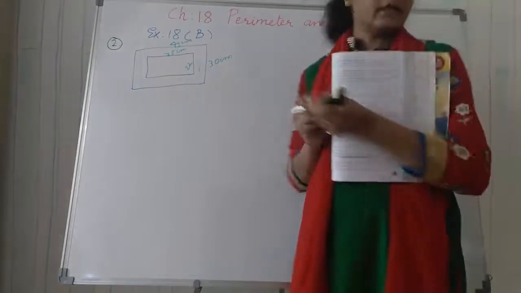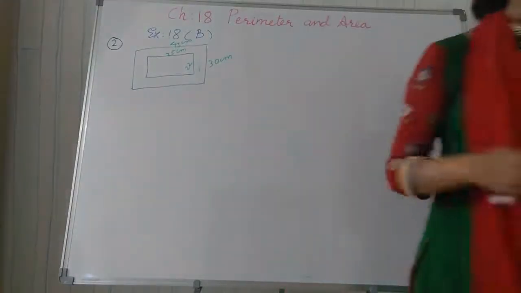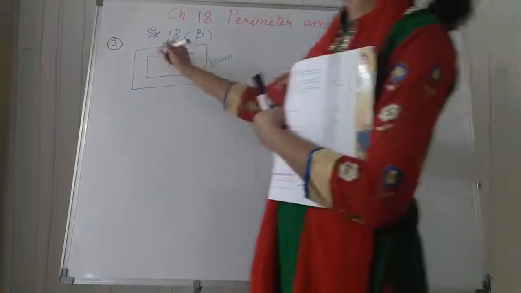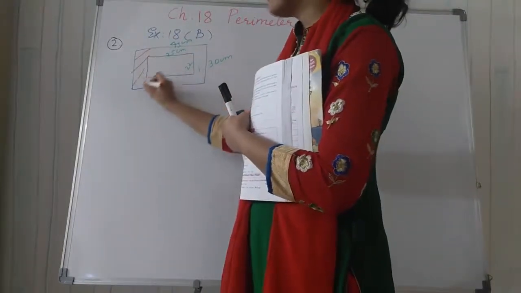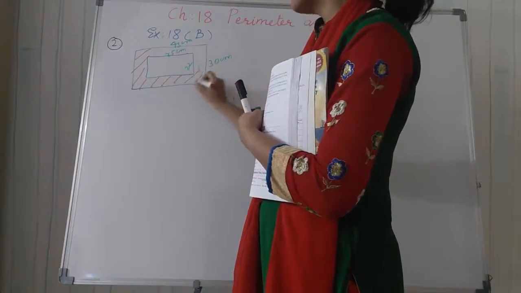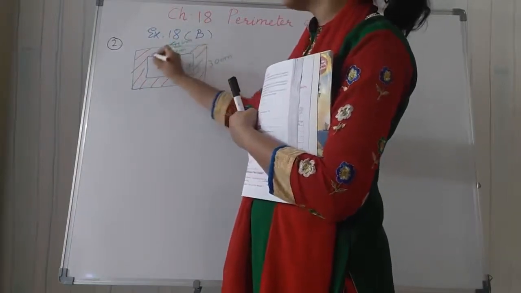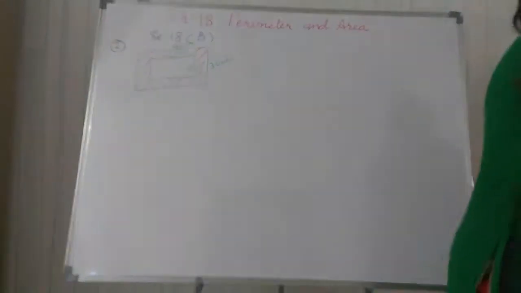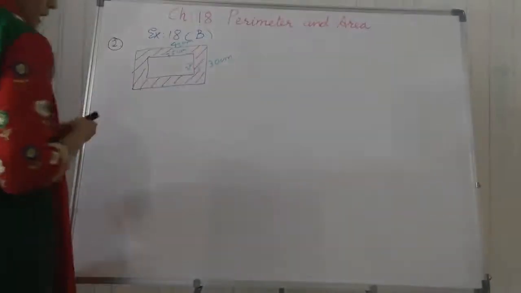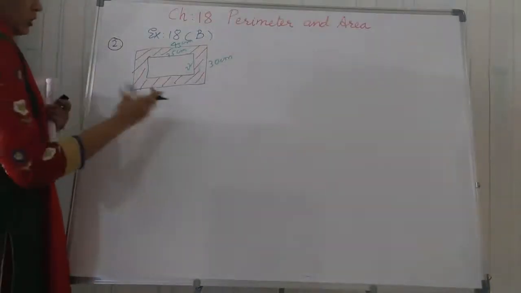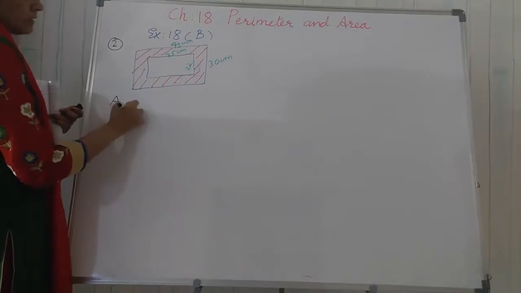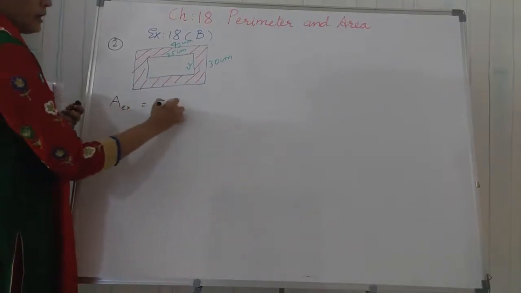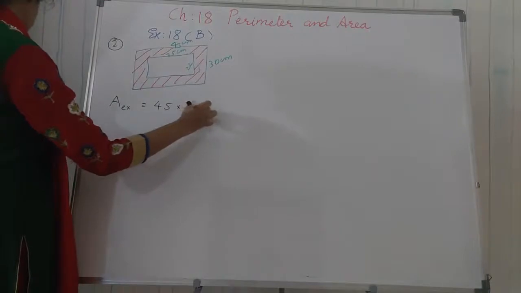Students, what we want to find is the area of the border, which is surrounding the photograph. So how do we find this area? The method I explained to you remains the same. First of all, we find the external area and the internal area, and then we subtract accordingly. So I write area external, that is 45 into 30.